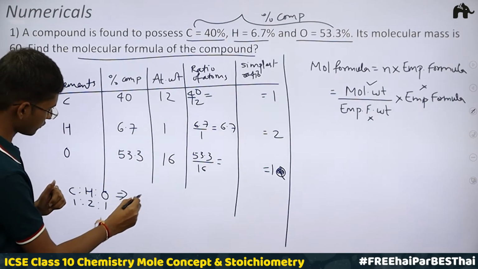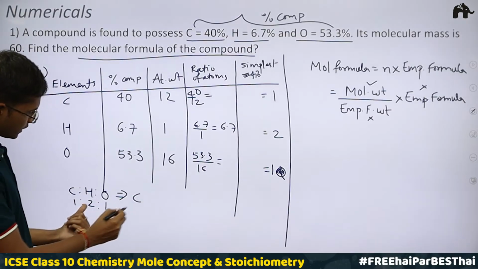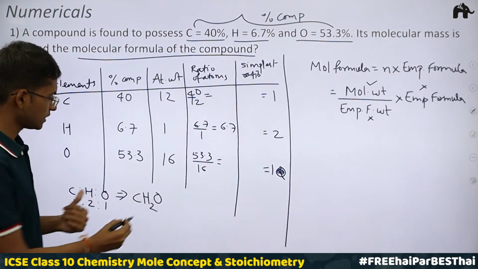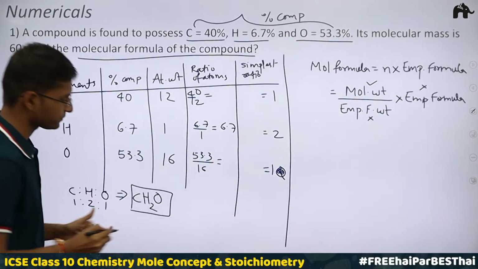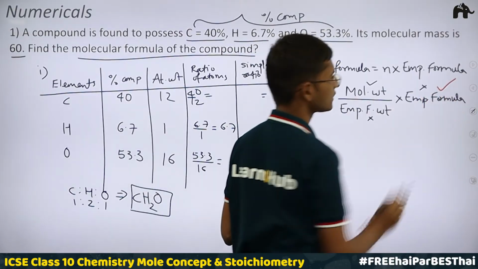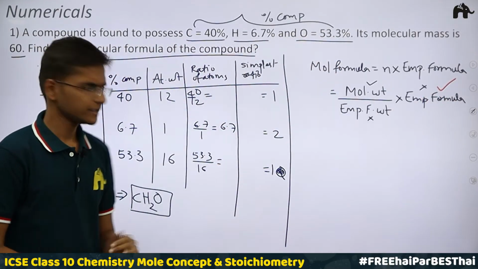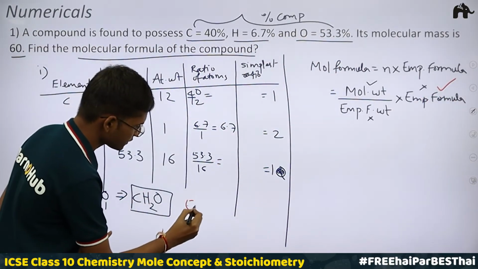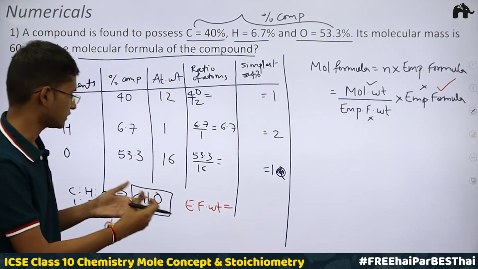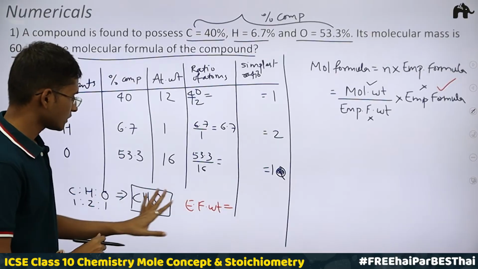This means that empirical formula is C1H2O1. Okay, no need to write the 1. So this is our empirical formula. Correct? So we got our first thing, empirical formula, right? Now empirical formula weight. Simply I would write here itself empirical formula weight. You write it in complete sentence, complete words.